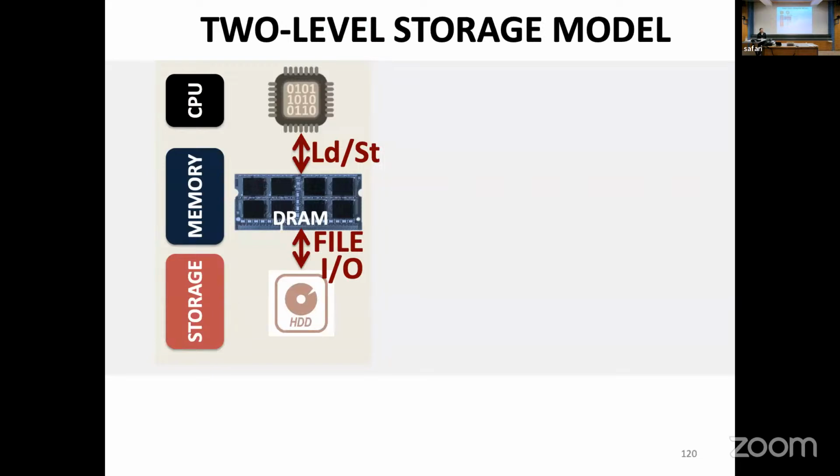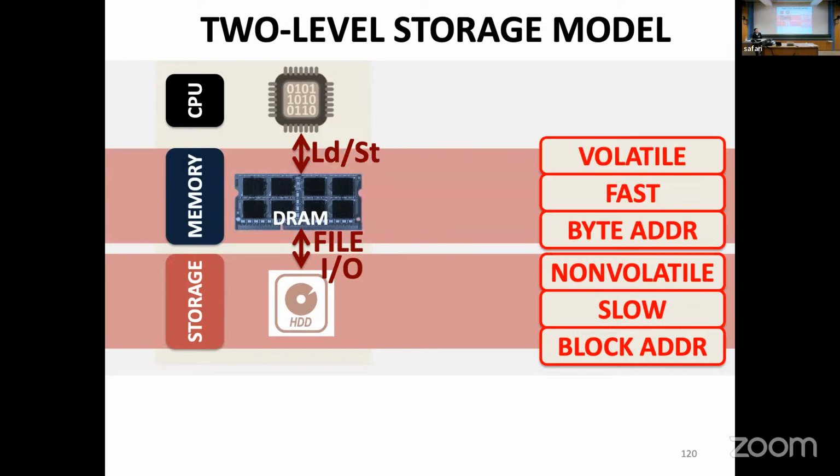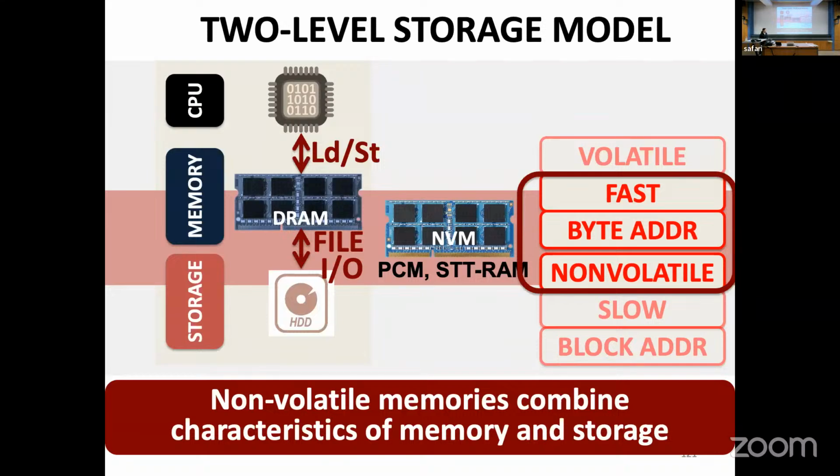So let's have a look at the current problem in today's systems. We have the HDD and SSD, which are non-volatile, but very slow, and block addressed compared to the other memory space. And the current main memory, which is usually DRAM, is volatile and faster, and it's byte addressable. It's a different granularity from the storage, which is accessed by block rather than by byte. And now we have NVM, non-volatile memories, which combine the characteristics of memory and storage. It's fast and byte addressable, and at the same time it's non-volatile.